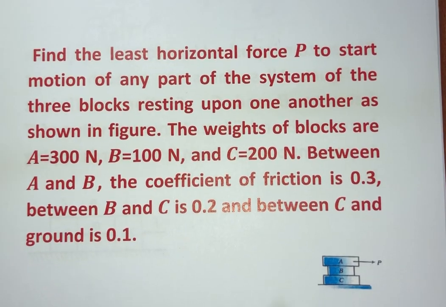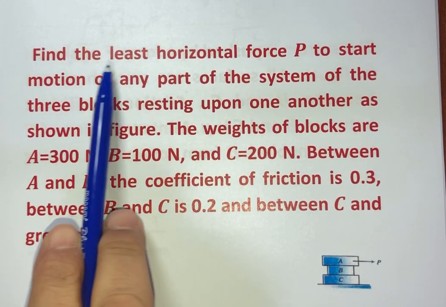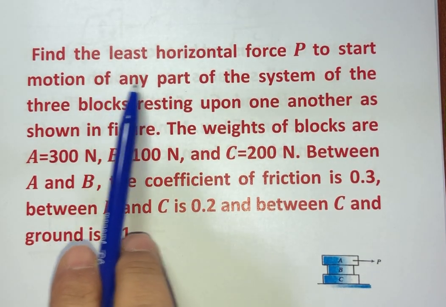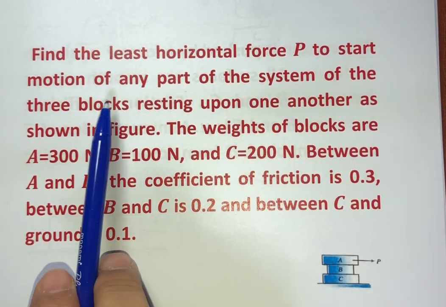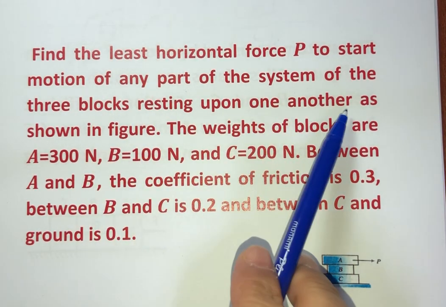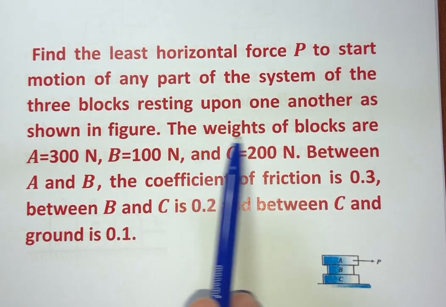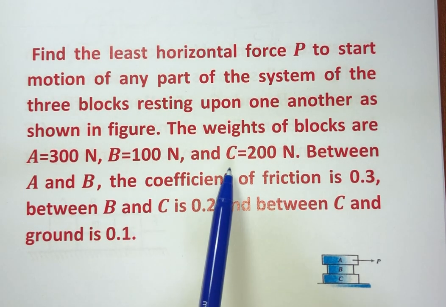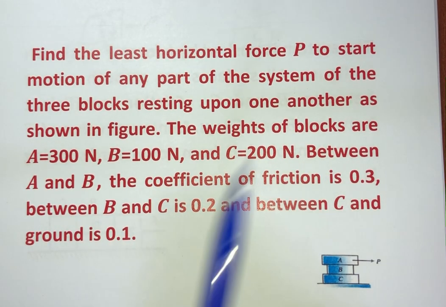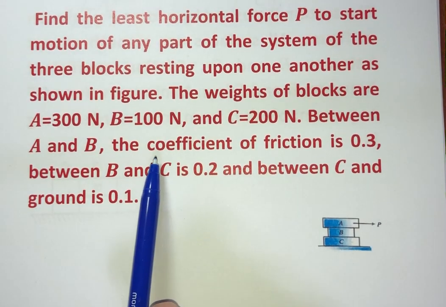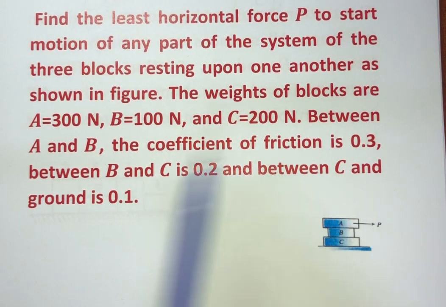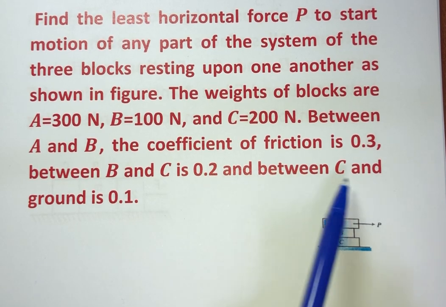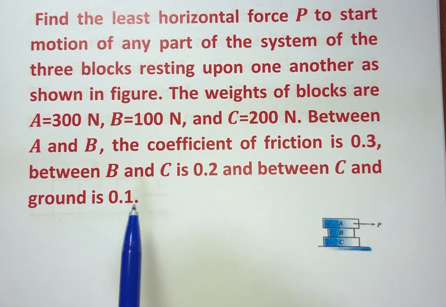Hello friends, so in today's question, find the least horizontal force P to start motion of any part of the system of the three blocks resting upon one another as shown in the figure. The weights of the blocks are A 300 Newton, B 100 Newton and C 200 Newton. Between A and B, the coefficient of friction is 0.3. Between B and C, it is 0.2, and between C and ground it is given as 0.1.